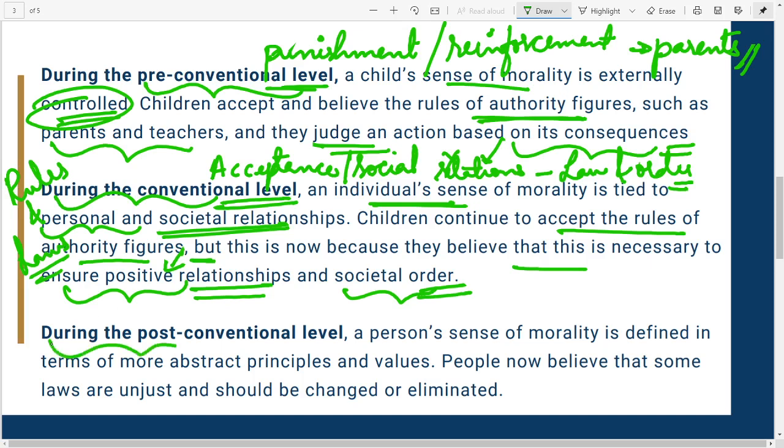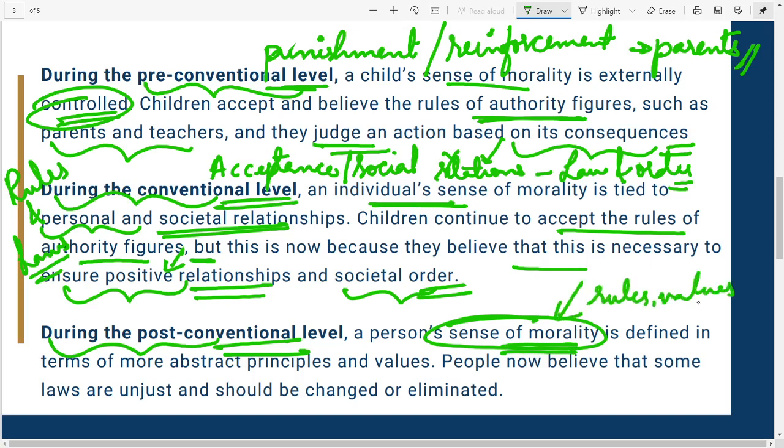अब post conventional stage में क्या होता है? What happens in the post conventional stage is you finally come to a place where your sense of morality is your own. Okay, ये आपकी अपनी morality है. These are your own rules and values rather than the societies that you have learned through experience, right? And you are finally independent in the sense of thinking. You know what is right, you know what is wrong.